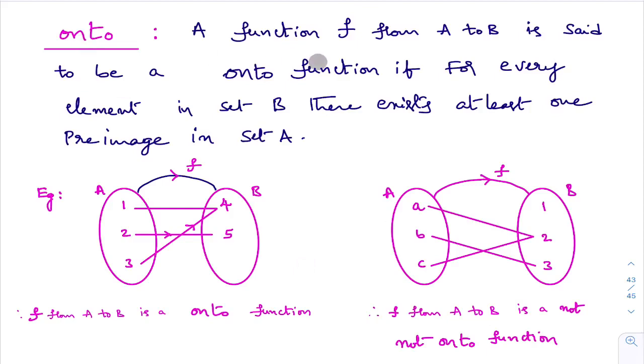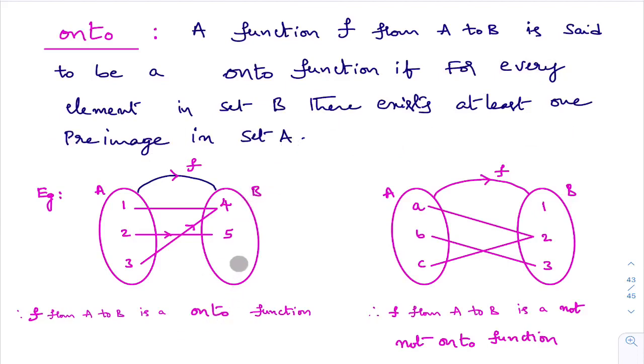What is onto function? A function f from A to B is said to be an onto function. First of all, it must be a function. f must be a function. A function f from A to B is said to be onto function if for every element in set B, there exists at least one pre-image in set A. First, you should look at set B. For every element in set B, there exists at least one pre-image in set A. At least one pre-image. Okay.